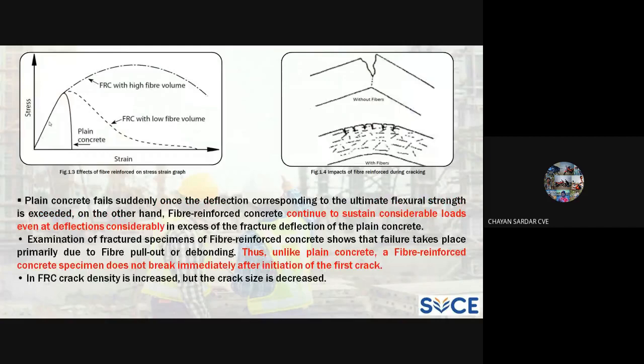As you can see in the graph, plain concrete suddenly fails when load is applied, but FRC will just go along until the failure. You can see from this diagram. Unlike plain concrete, the fiber reinforcement does not break immediately after initiation of the first crack. So while the crack happens, the normal concrete will break, but the fiber reinforced concrete won't break. The density of the cracks will be more. I mean, the number of cracks will be more, but the size of the cracks will be less for fiber reinforced concrete.